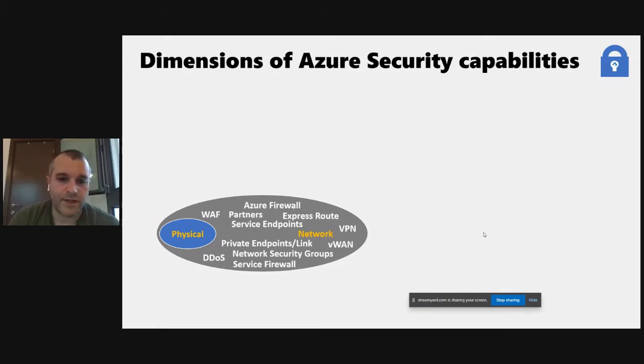Partner ecosystem. For most of the services I just spoke about, we also have a very large partner ecosystem with companies that you've heard of, such as Checkpoint, Fortinet, Palo Alto, and the list goes on for network virtual appliances, WAF providers like Radware. So we work very well with all of these providers, and we have a very rich partner ecosystem.